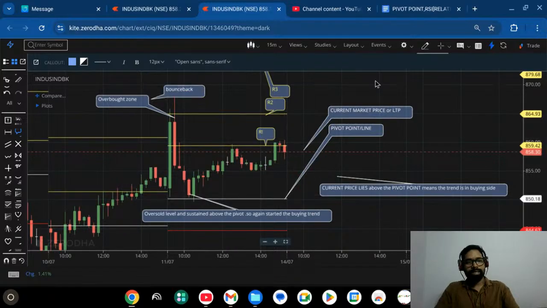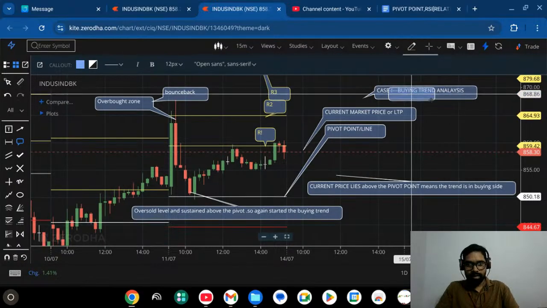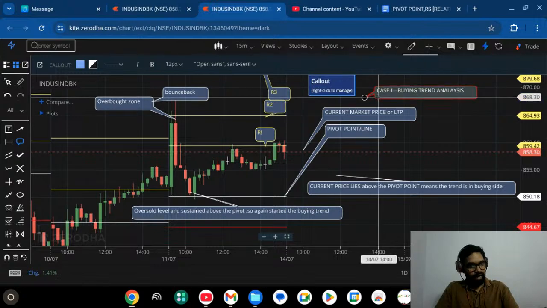Okay, now case one is the pivot point buying level, the buying analysis. Okay, this is called a buying trend analysis. Now we will see the inverted, meaning the negative, situation.